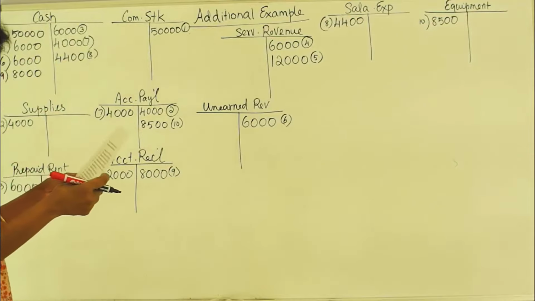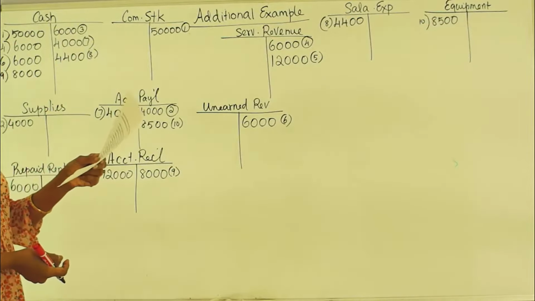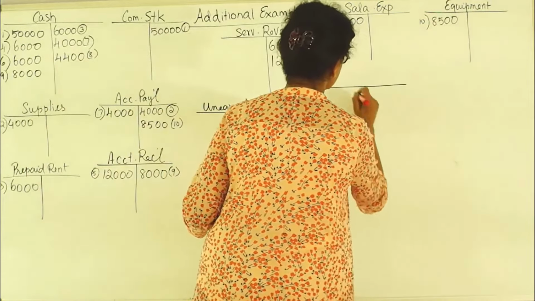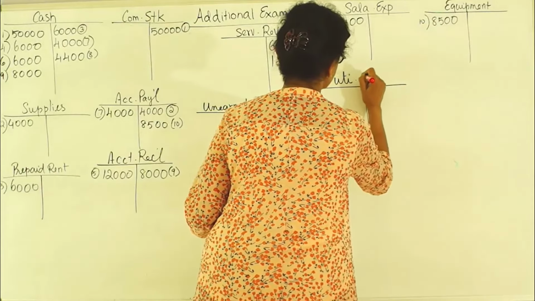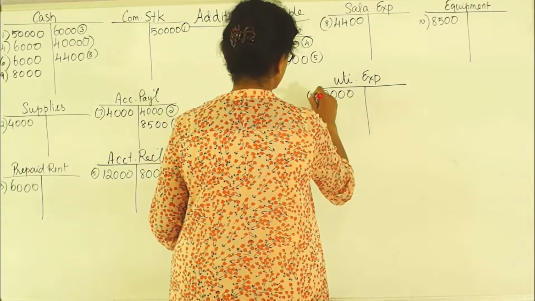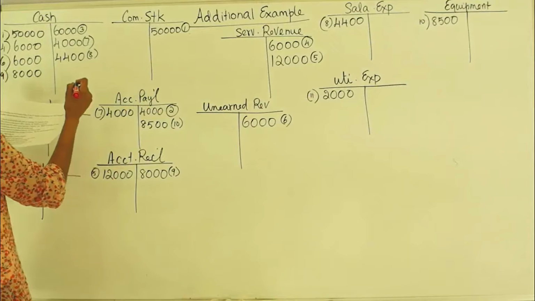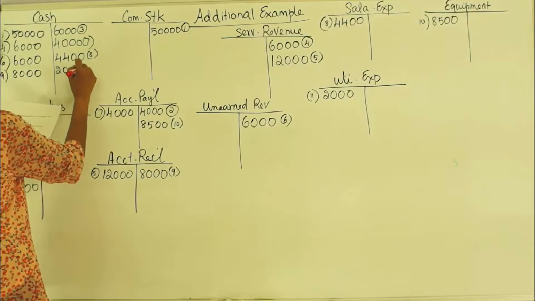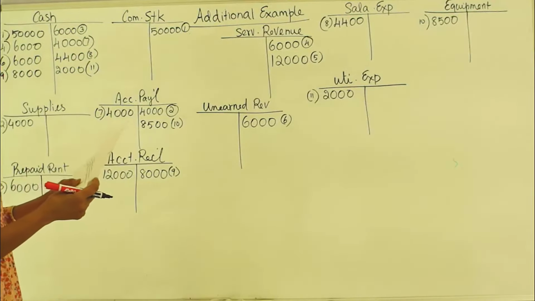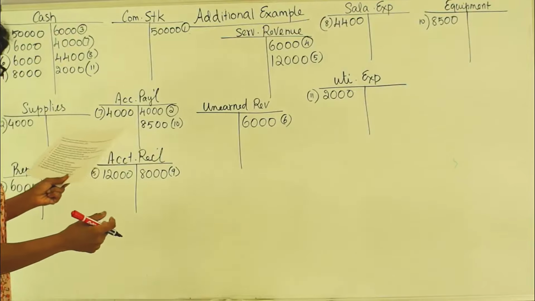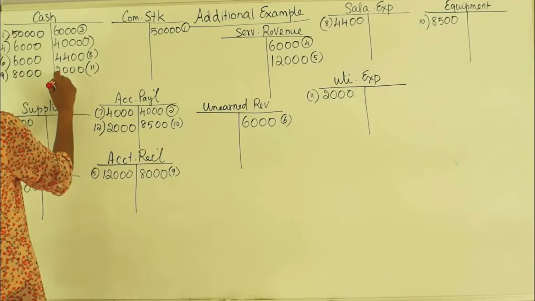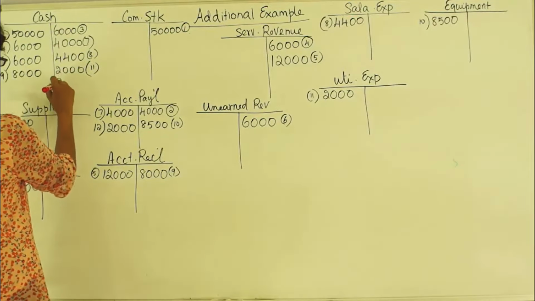Number 11, it paid $800 for telephone and $1,200 for utility. So total utility expense, you debit for 2,000 and then credit cash for 2,000. Number 12, it paid $2,000 towards the purchase of office equipment. You debit accounts payable 2,000 and credit cash 2,000.